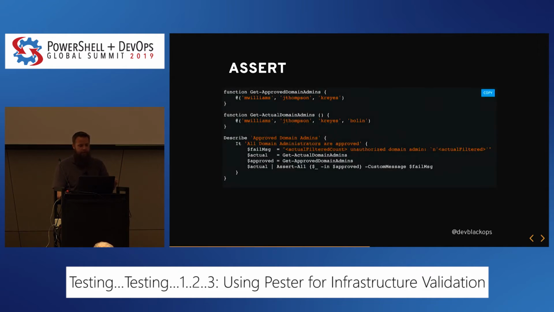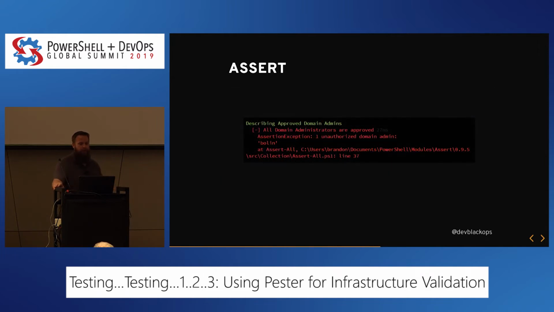So when you execute this, when you have this one list person, which is me, who I snuck into the domain admin list, you would have something like this. So you run Pester, your it block is all domain administrators are approved, but it said, okay, one unauthorized domain admin, and it would list the differences in the array. Now you can do that in just normal PowerShell with comparing arrays, but the assert module provides us some helpers to make that a little cleaner. But I would encourage you to look at the assert module. It has a whole bunch of helper assertions to do some kind of advanced comparisons.